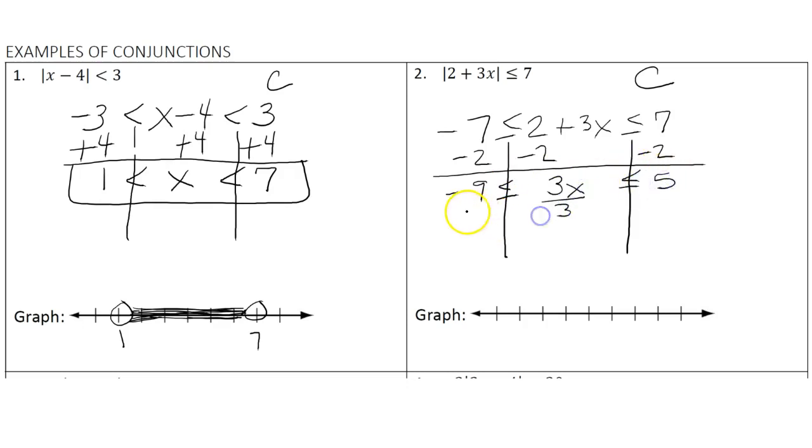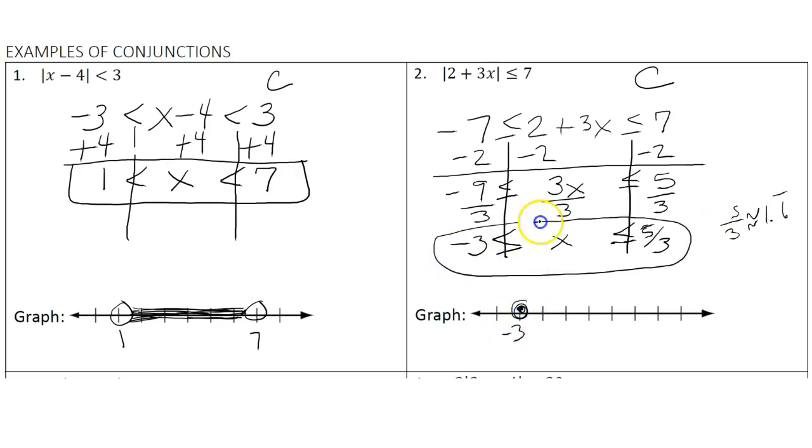Now divide all three parts by 3. This gives us x is less than or equal to 5/3 and at the same time greater than or equal to negative 3. To graph our solution, decide approximately where to put negative 3 and draw a solid circle, and where to put 5/3 and draw a solid circle. Color in between the two circles, and this is our solution.